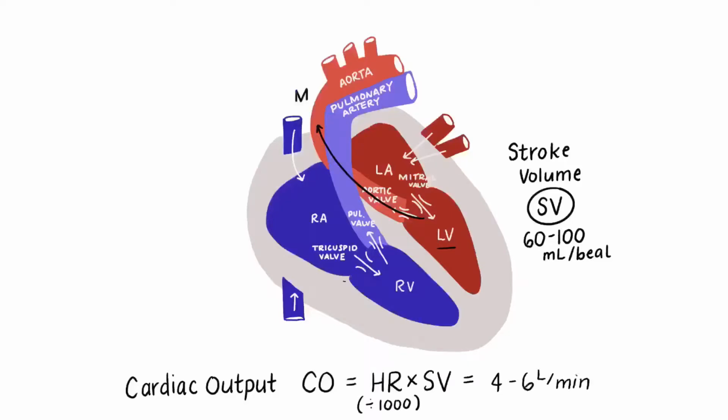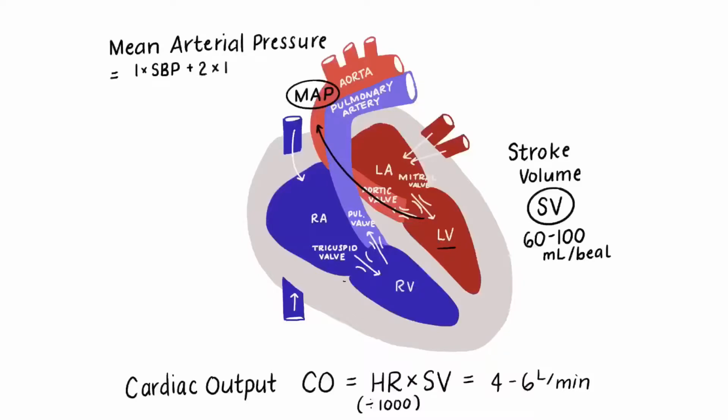Now that we're up in the aorta, let's talk about the pressure there, which is called mean arterial pressure, or MAP for short. And it's literally a mean or average of the systolic and diastolic blood pressure. So we would take 1 times systolic blood pressure plus 2 times diastolic pressure over 3, and we can use 120 over 80 as an example, which results in a MAP of 93. Normal MAP is 70 to 100.